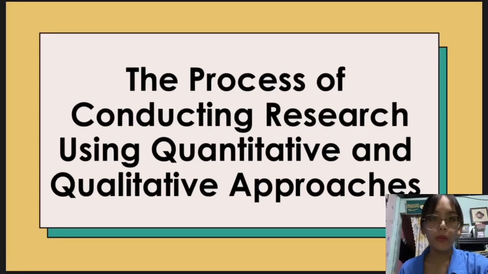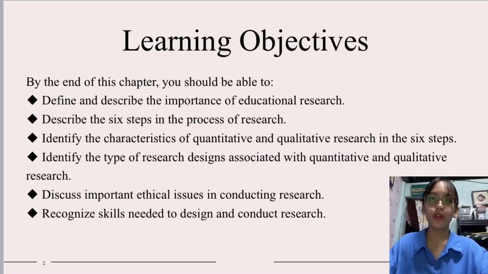Hello everyone. I am going to discuss the process of conducting research using quantitative and qualitative approaches. So the learning objectives are, by the end of this chapter, we should be able to define and describe the importance of educational research, describe the 6 steps in the process of research, identify the characteristics of quantitative and qualitative research in the 6 steps, identify the type of research designs associated with quantitative and qualitative research, discuss important ethical issues in conducting research, recognize skills needed to design and conduct research.